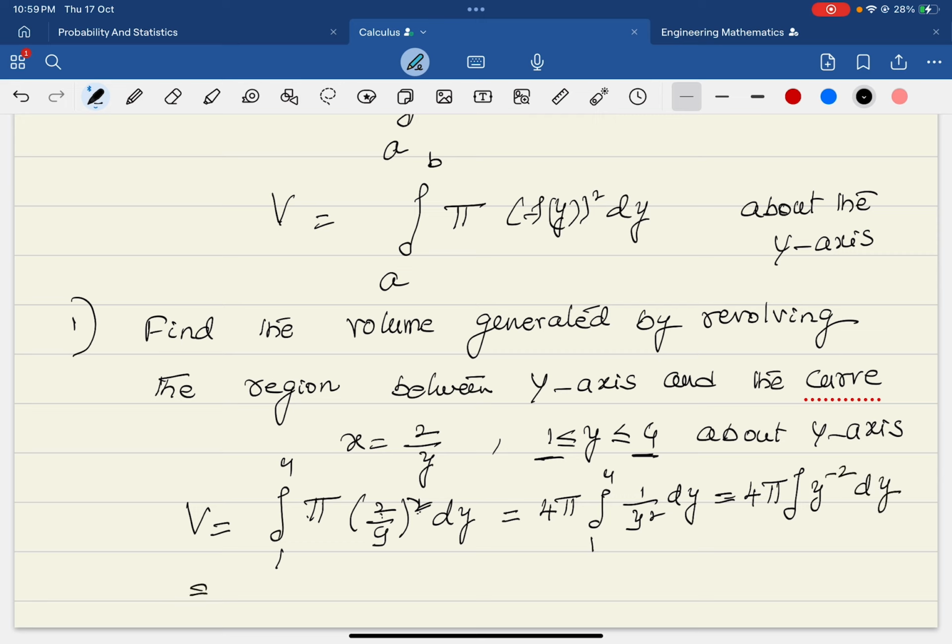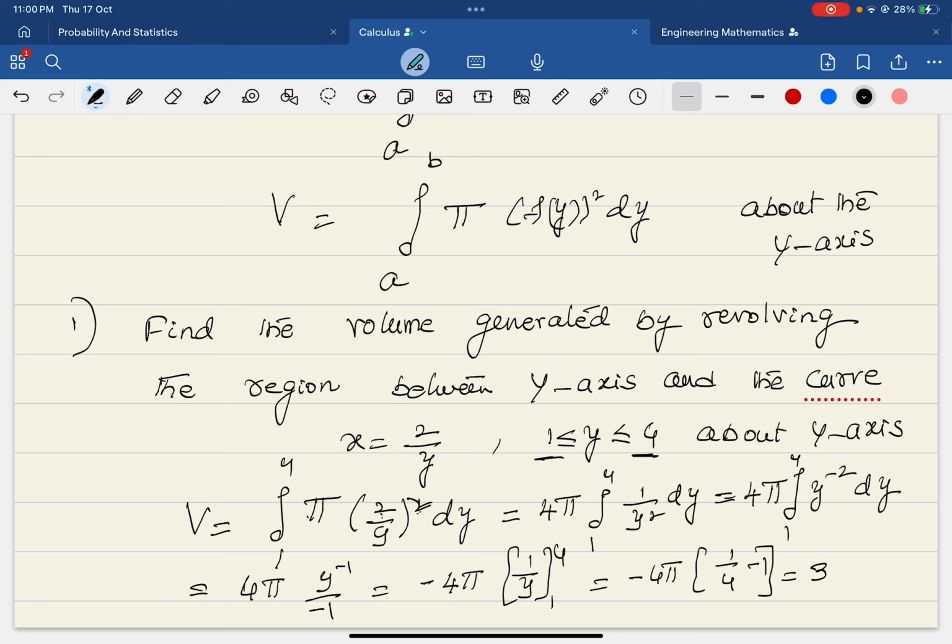Now what does it give you? What is the integral of y power minus 2? It is y power minus 1 over minus 1, that is minus 4 pi times 1 by y. Now the limits are from 1 to 4, so just substitute the limits. That gives you minus 4 pi times, upper limit is 1 by 4, lower limit is 1. So it is 1 by 4 minus 1, which is minus 3 by 4. The 4 gets cancelled and minus minus gets cancelled. So it is 3 pi cubic units of volume.